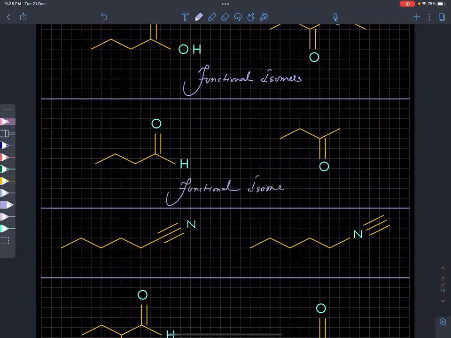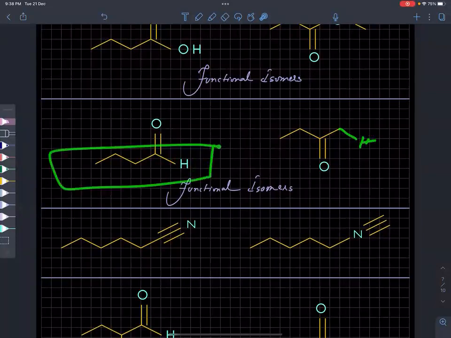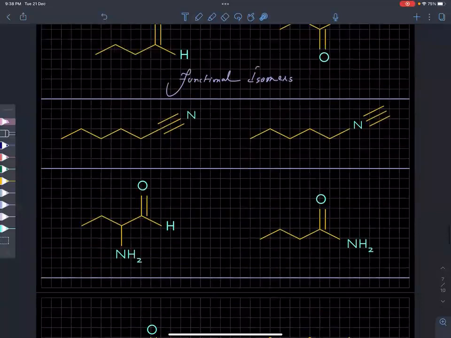Sometimes if you just glance at the molecule, it will appear as if the number of carbons are not equal. Why? Because here hydrogen is being mentioned. Here also we'll have a hydrogen. That's why this chain is appearing longer, but actually it is the same as this chain. So you have to carefully count 1, 2, 3, 4 and 1, 2, 3, 4, and decide whether they are isomers or not.